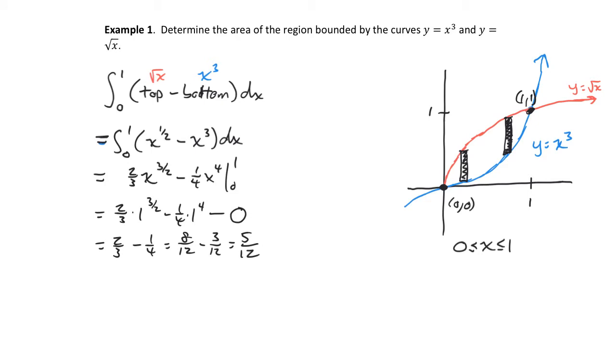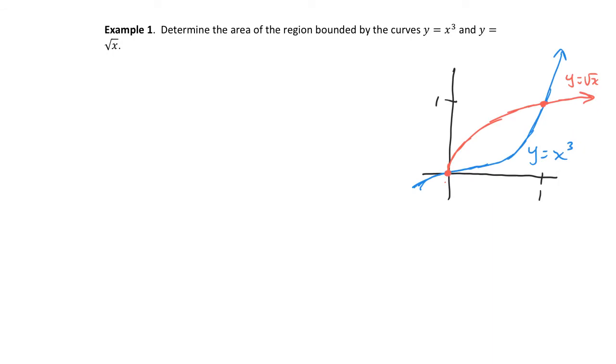And that seems kind of reasonable. 5/12 is less than 6/12, which is a half. We are confined to a 1 by 1 square, but we of course don't have it all. So that seems like a reasonable one to do. Okay, let's start this problem all over again.